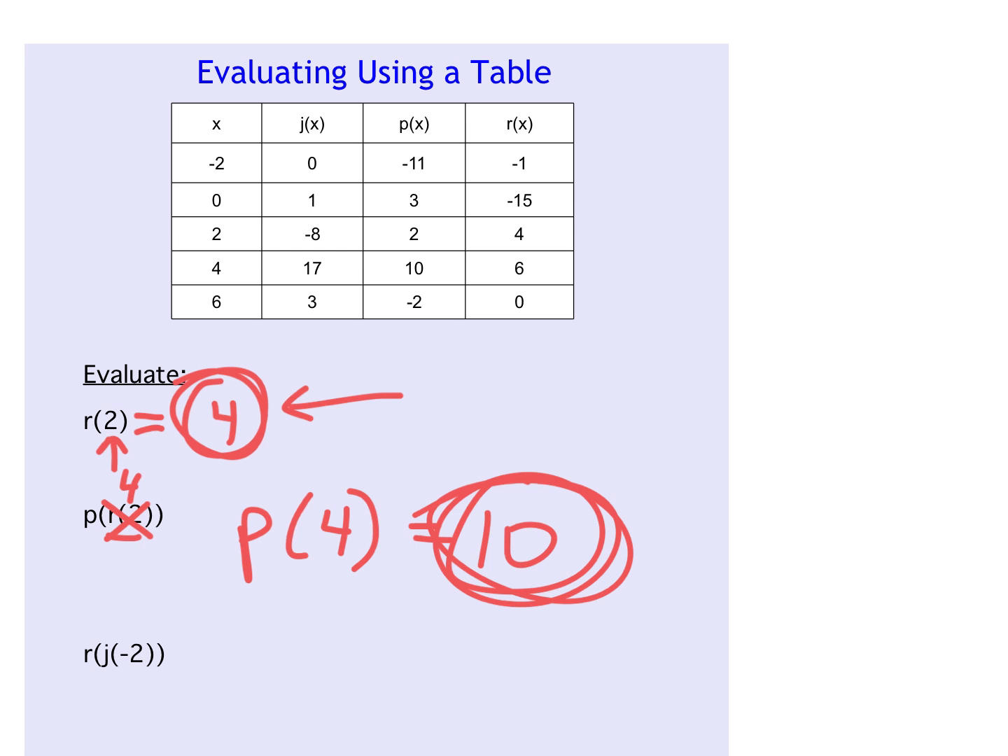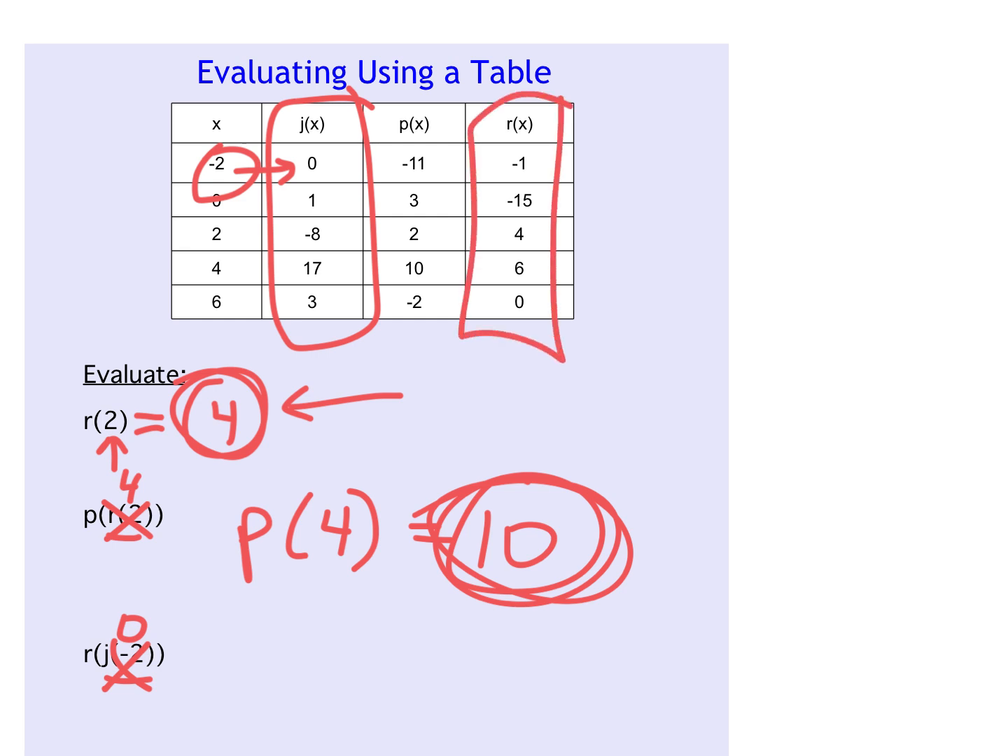So how do you start? You start with J of -2. J of -2 is 0. What do I do with the 0? I put it here. R of 0 then. Here's R. And that's not it. Otherwise you'd be like, what's the answer? R of 0 is not that spot. R of 0 is, that's where the 0 is, that's where the R is, and they overlap right there, -15.